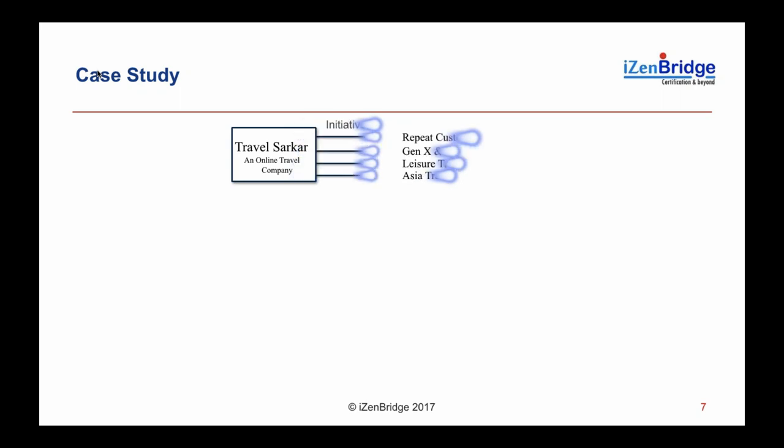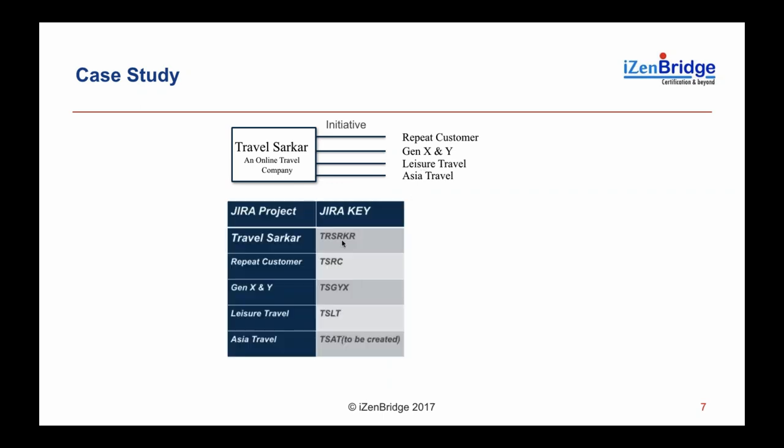It's a repeat customer, Gen X, Wild, Leisure Travel, and Asia Travel. So just so that you get a brief when I go into data, you understand what kind of data is being set up in JIRA right now. Think that there are 4 projects in JIRA with these names. These are the JIRA keys. With the basic assumption that pretty much everybody is aware that there is something called a project concept in JIRA. I will take that assumption for today because otherwise we'll end up spending too much time. Having said that, there are four projects which will have these JIRA keys.